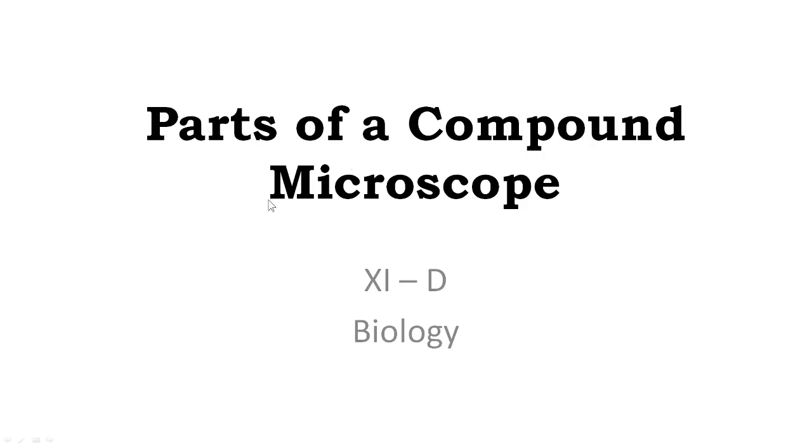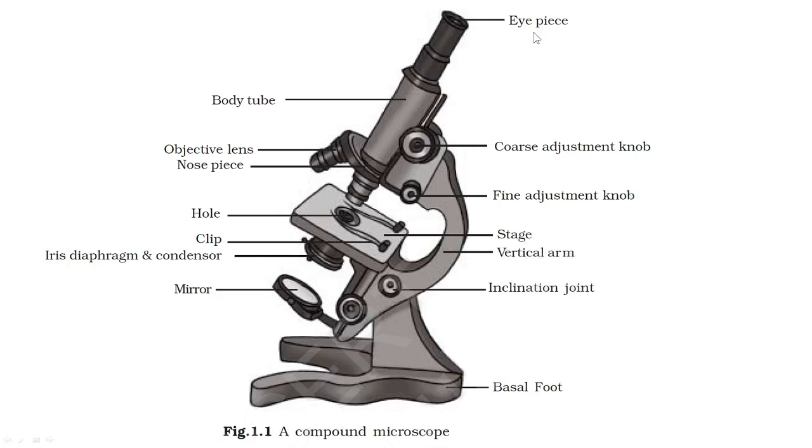In order to know how to use an equipment, we need to know the parts of the equipment. So a compound microscope has got different parts. Some of the important parts of the compound microscope are shown here. You have to draw this diagram in your practical notebook with the labels.